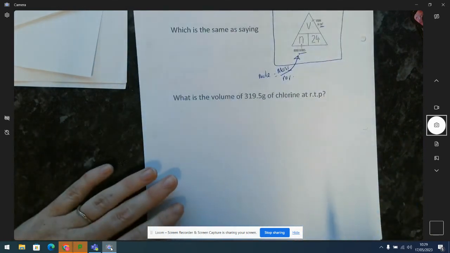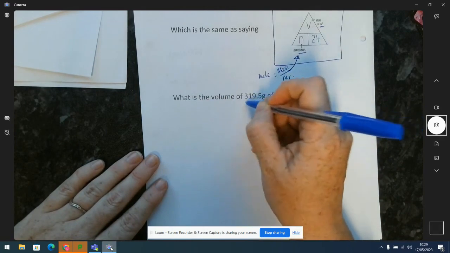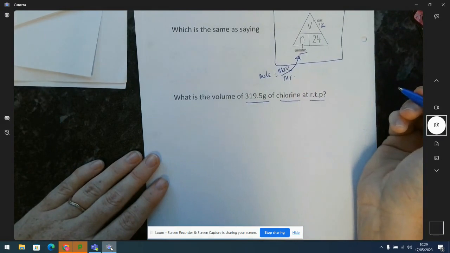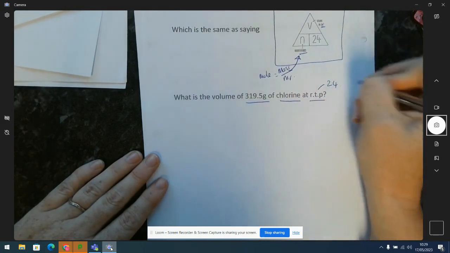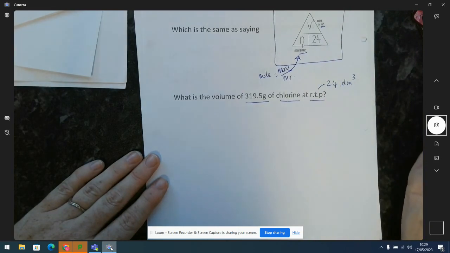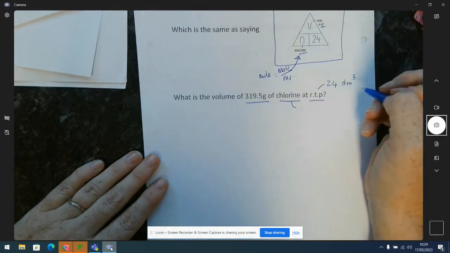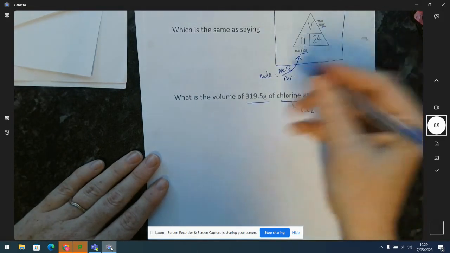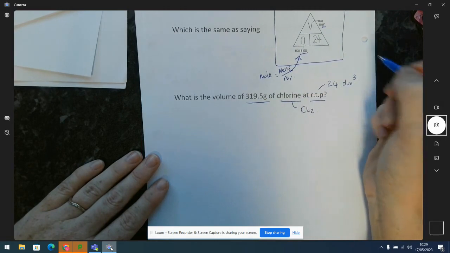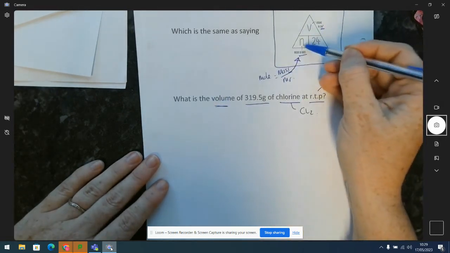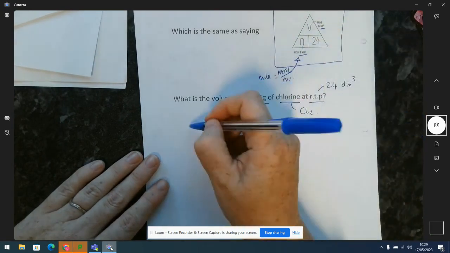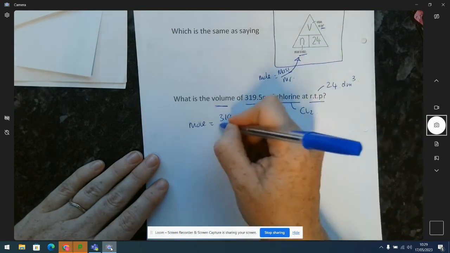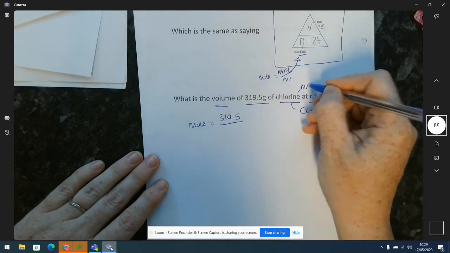So let's look at a question on this. It says, what is the volume of 319.5 grams of chlorine at room temperature and pressure? So that's my prompt to remember the number 24, and it has to be in decimeters cubed. Chlorine is a non-metal, so we know that chlorine is therefore diatomic, always comes in pairs, so that's its formula. And I've got a mass here. So in order for me to calculate the volume, I have to first of all calculate the moles. So moles is equal to mass, which is 319.5, divided by the MR of chlorine.